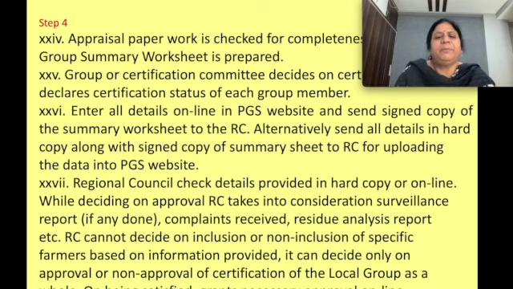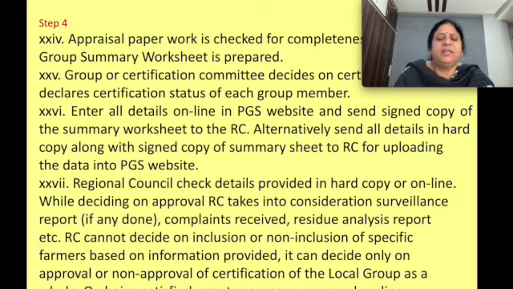So all the paperwork is to be checked. The group is to be committed to the certification. Every data is to be uploaded on the website. Once the regional council checks the details, before issuing the certificate, it checks both the online data and the hard copy submitted by the local groups. On being satisfied, it grants necessary approval online. So the local group prints the certificates from the PGS website and distributes them to the members.